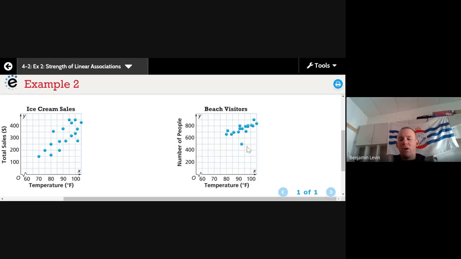But there is a strong correlation between beach visitors and temperature, right? So there's a much stronger correlation here than there would be here. There's still correlation, though, right? We still see a trend. Anyways, let's go on.